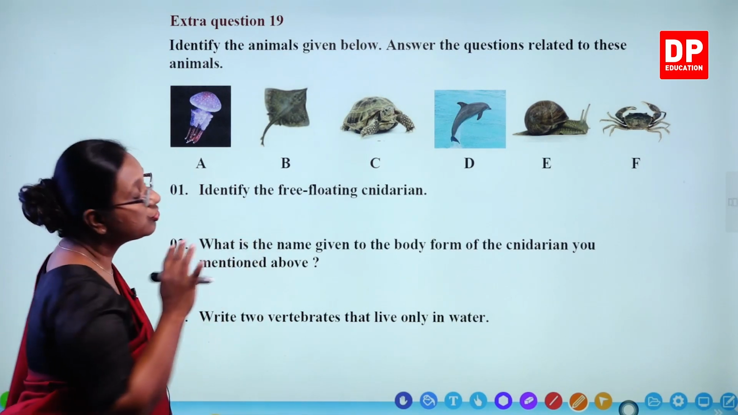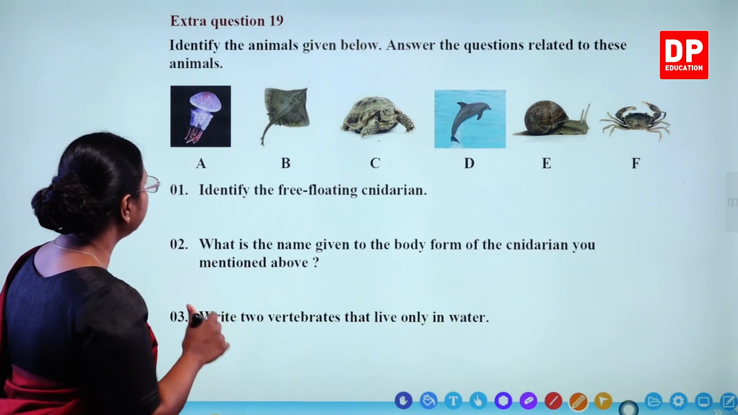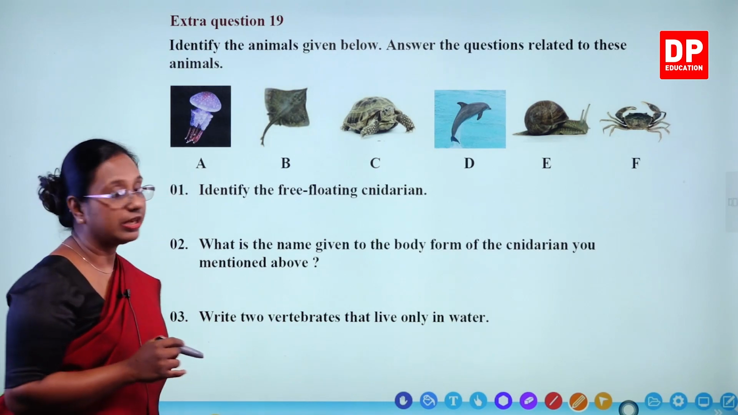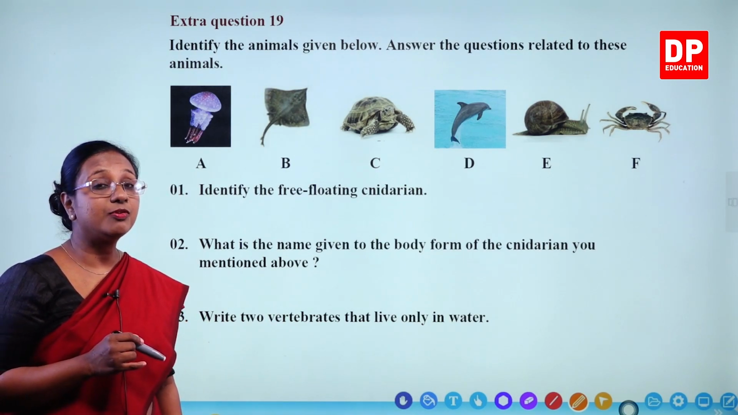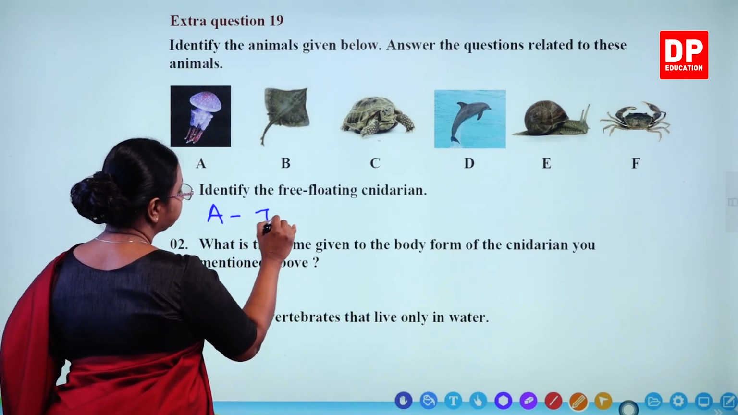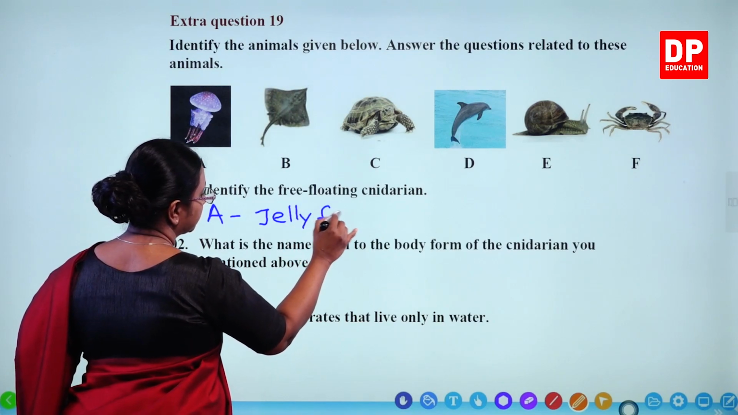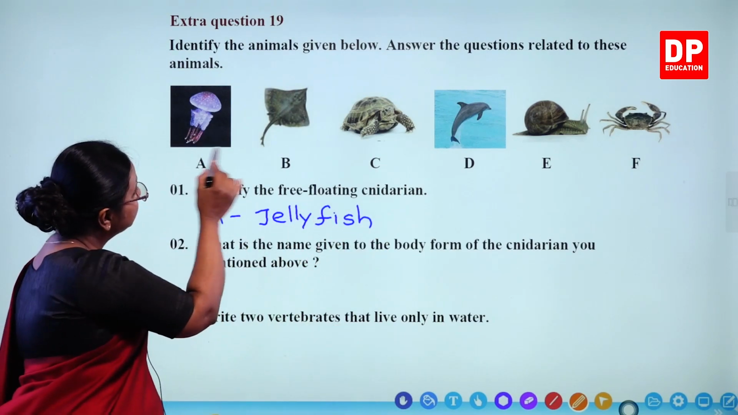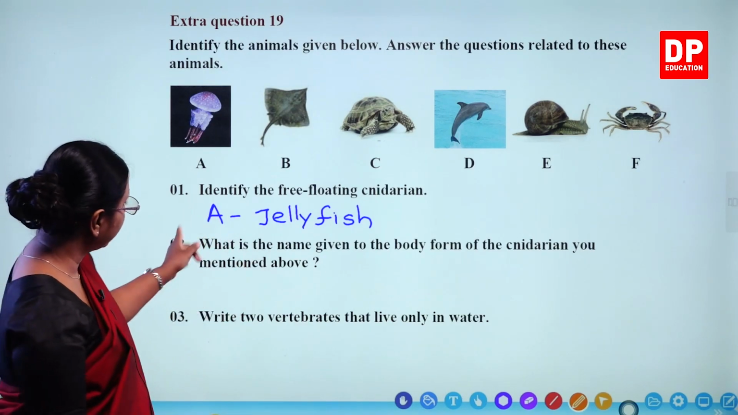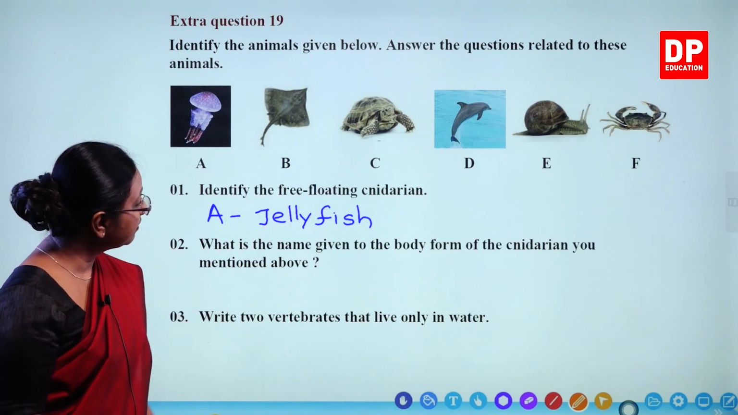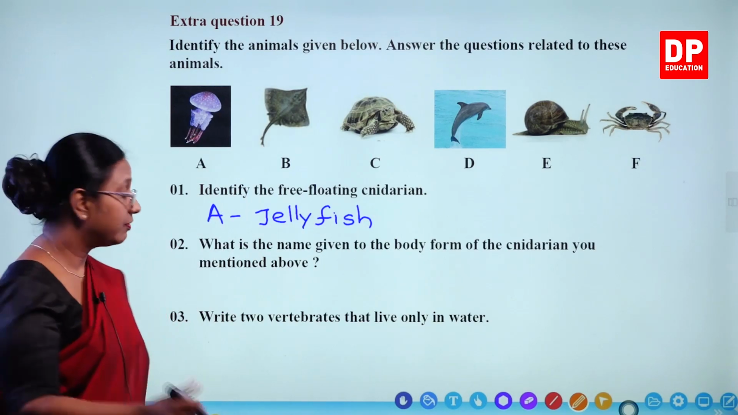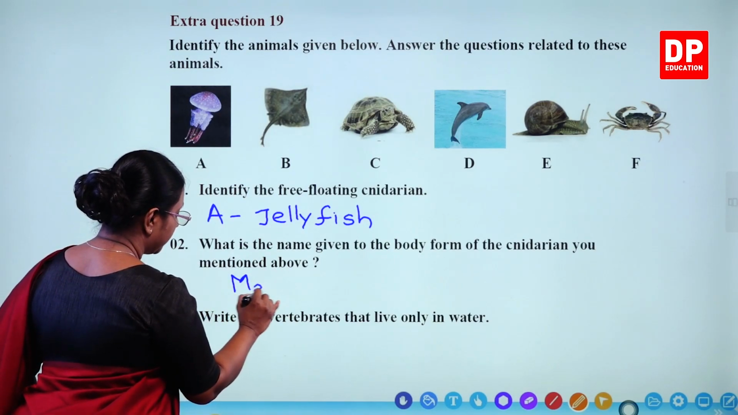They haven't told us to write the names. You have to identify. If you like, you can just write the names also. Identify the free-floating cnidarian. It is jellyfish. So I will write A, jellyfish. Because they have said identify the animals given below and answer the question. What is the name given to the body form of the cnidarian? The free floating one is the medusa.